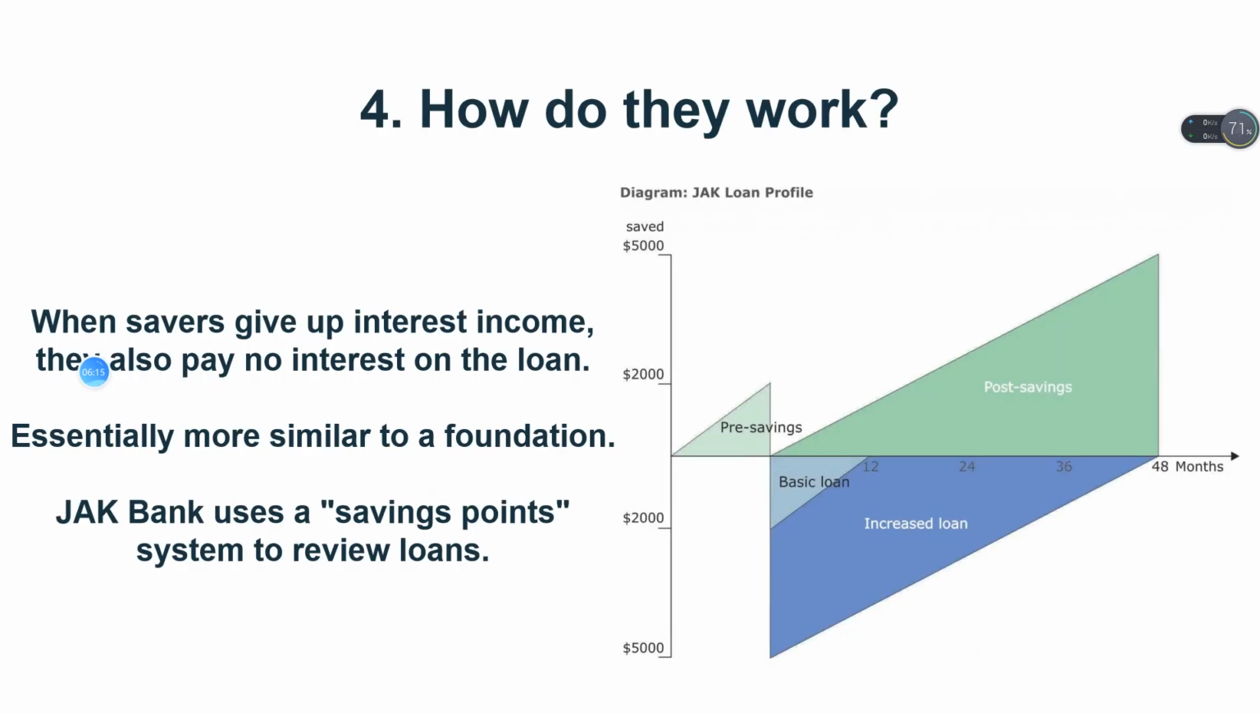And finally, here's a diagram of how the organization works. The organization makes loans to members through the savings point system that I mentioned before. When savers give up interest income, they also don't have to pay interest on their loans. Therefore, the organization is essentially a cooperative.